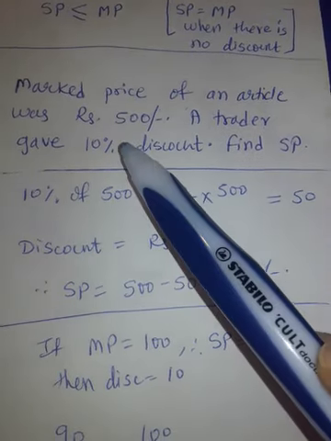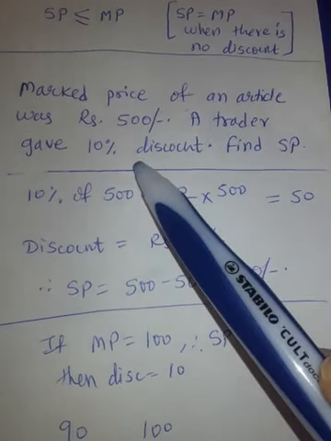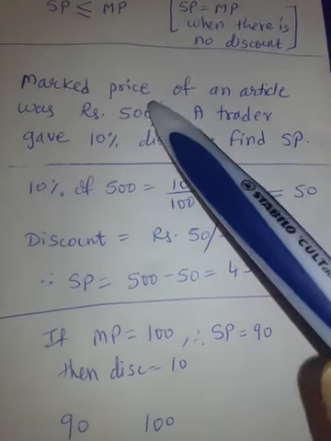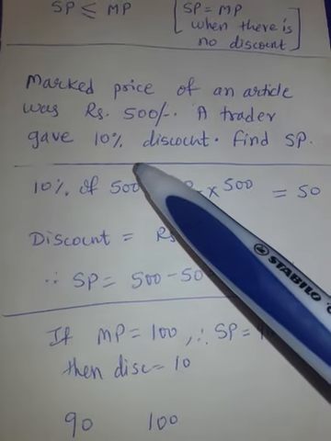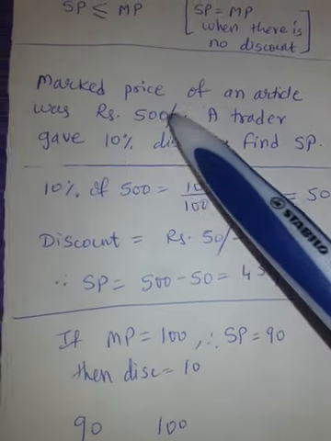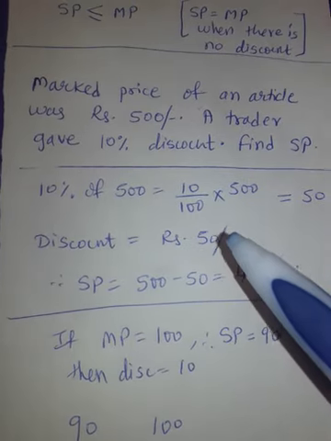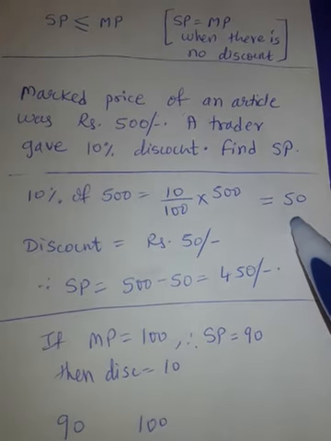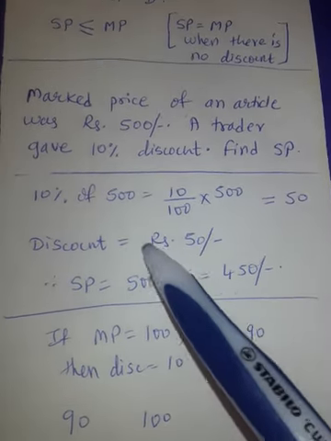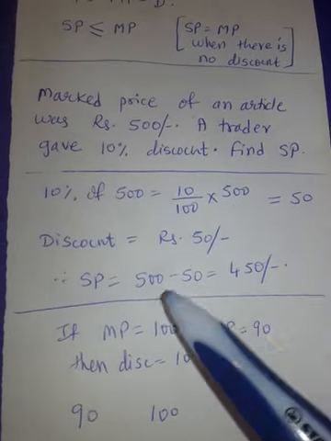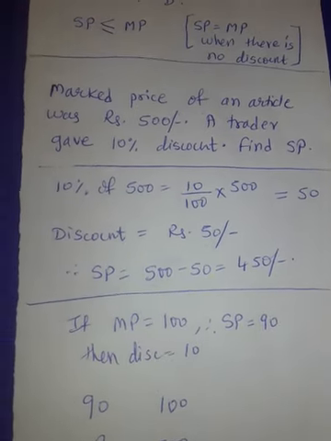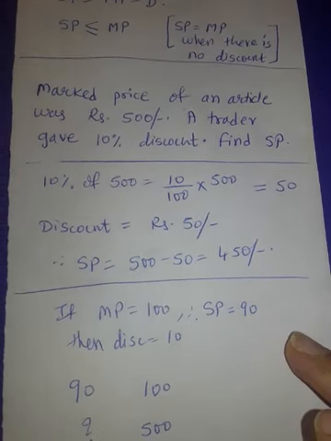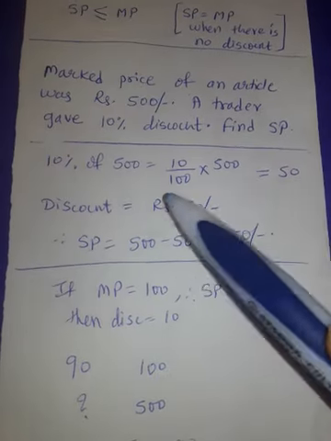Mark price of an article was rupees 500. A trader gave 10% discount. Find the selling price. So what he did? He first labeled it at 500 and then he said, I'll give you a discount. So he reduced the price. Discount was 10%. So how to calculate selling price? 10% of mark price comes out to 50. 50 is the discount. So you subtract it from the mark price and that's how you get the selling price. So what we did here? Mark price minus discount became selling price, isn't it?